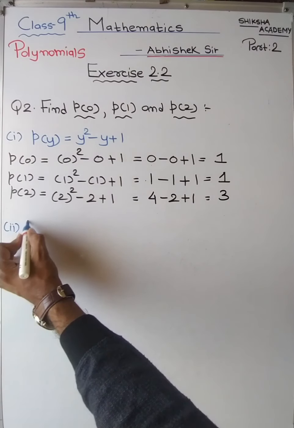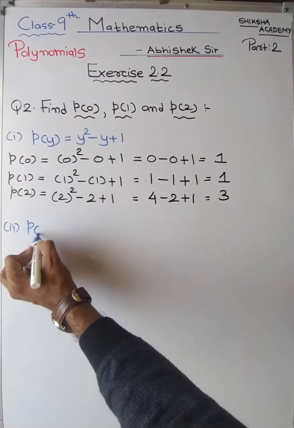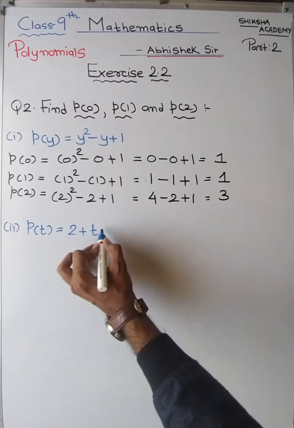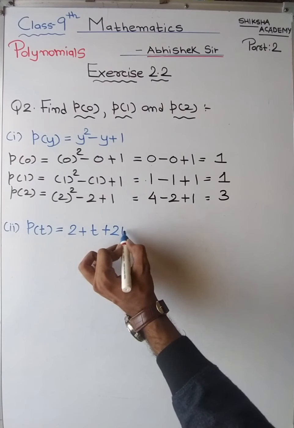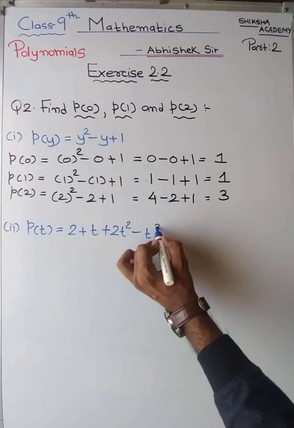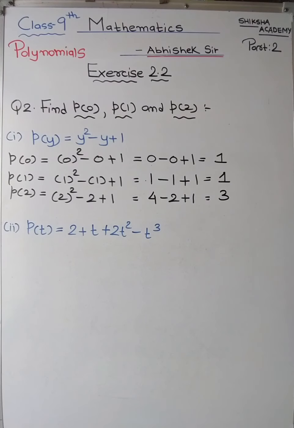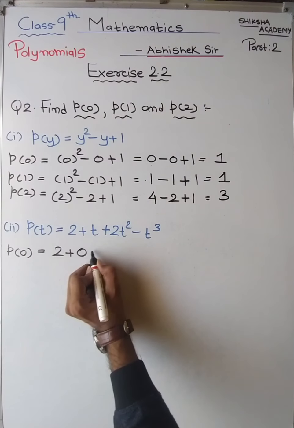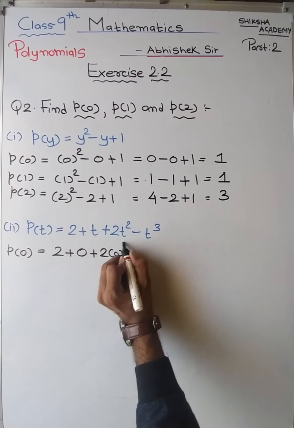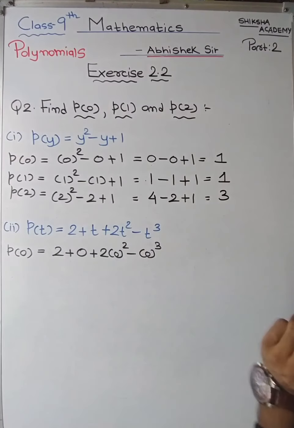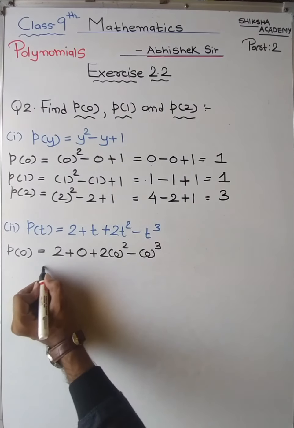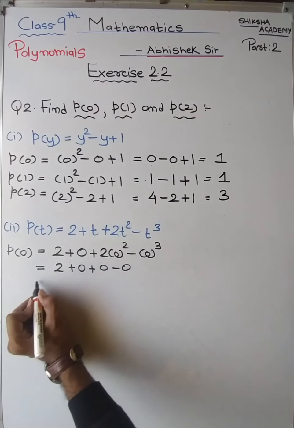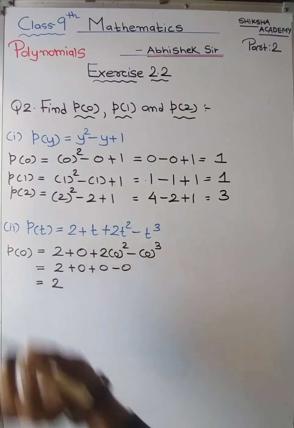Question number 2 is p of t equals 2 plus t plus 2t square minus t cube. So putting the values, p of 0 will be 2 plus 0 plus 2 into 0 square minus 0 cube. Okay, so that will be 2 plus 0 plus 0 minus 0. So final answer is 2. So p of 0 is 2.